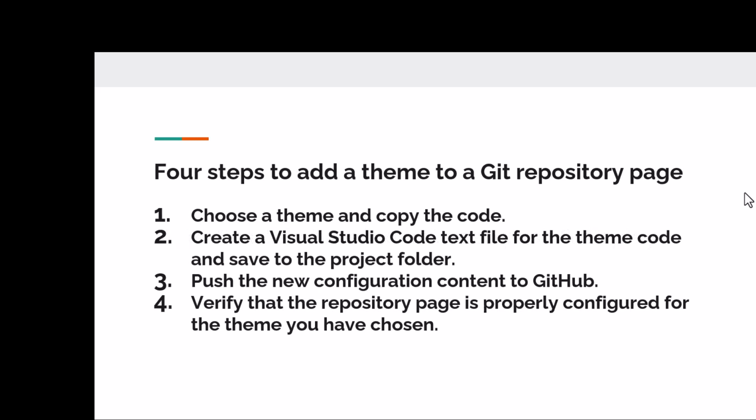In summary, there are 4 steps to adding a theme to a Git repository page. 1. Choose a theme and copy the code. 2. Create a Visual Studio Code text file for the theme code and save it to the project folder. 3. Push the new configuration content to GitHub. And 4, verify that the repository page is properly configured for the theme you have chosen.